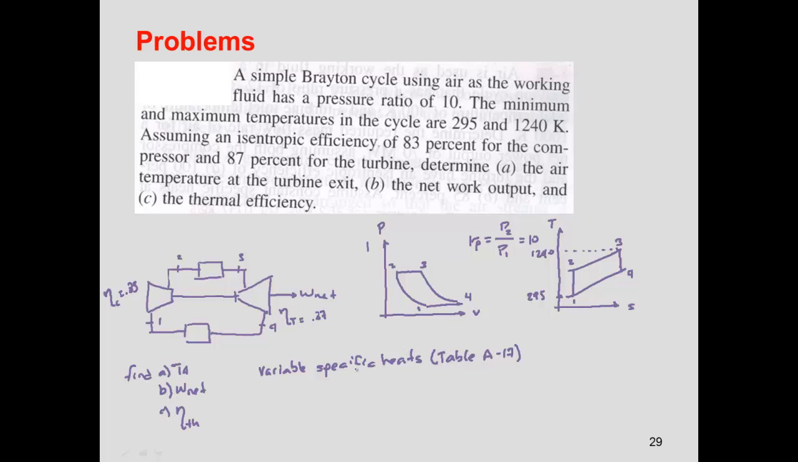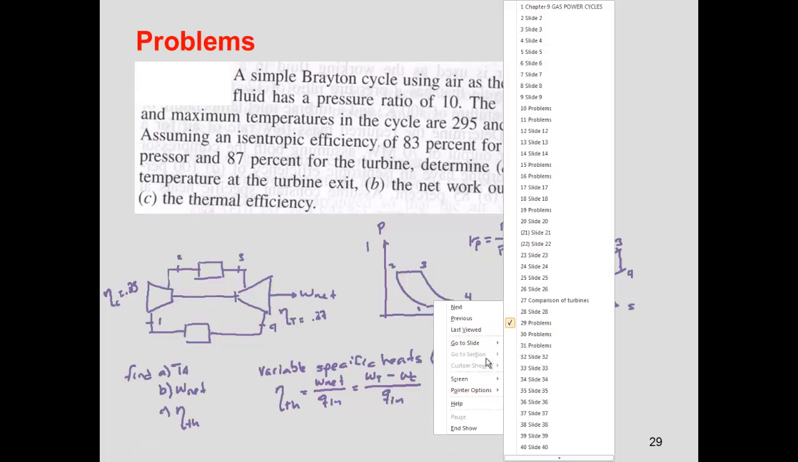Okay, so we can start by saying that our efficiency will be net work divided by Q in. We can expand this net work as work of the turbine minus work of the compressor divided by Q in. Work of the turbine, and this is the ideal one. Since we have an isentropic efficiency, this will be 2s. We're going to have a 2 actual.